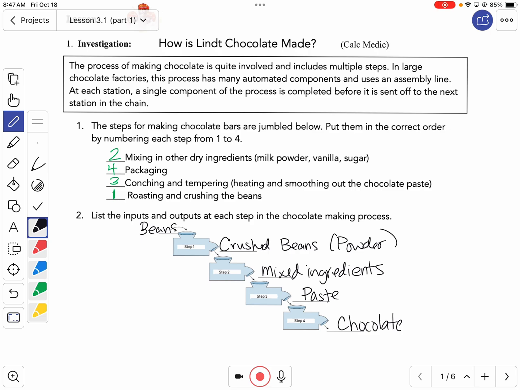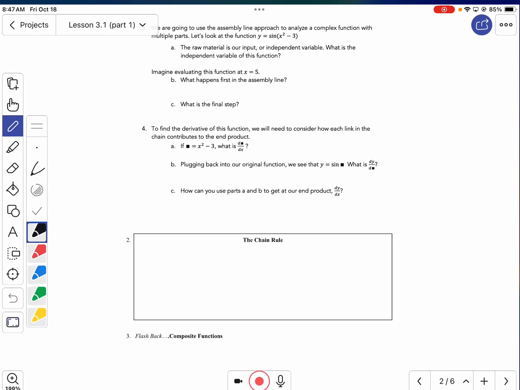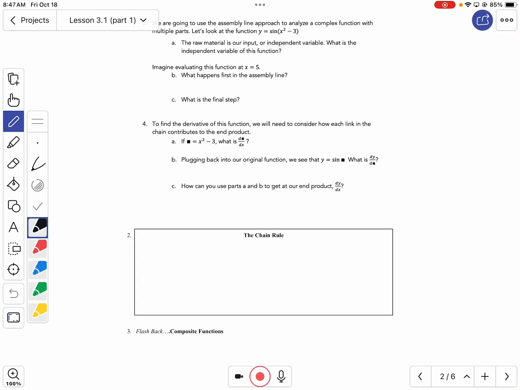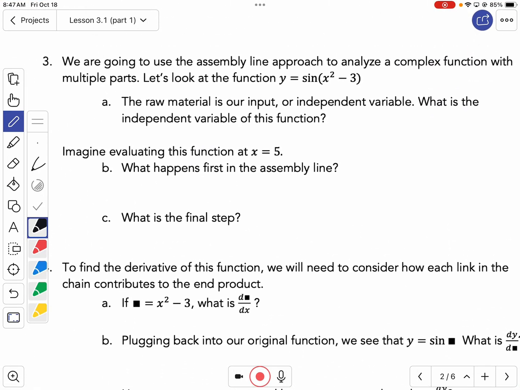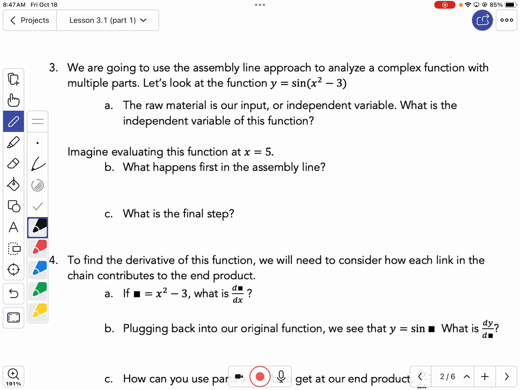If you've ever melted chocolate chips in a microwave, you know exactly what's happening here. If you go too far, it gets really gross. If you don't go far enough, it's not right. It's a very exact process for making chocolate. Well, let's see if we can apply that a little bit towards math, because if we don't do it quite right, we get a mess. So let's look at the assembly line process to talk about a complex function that has multiple parts.